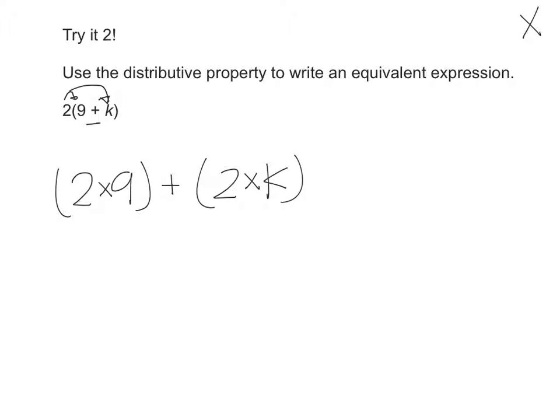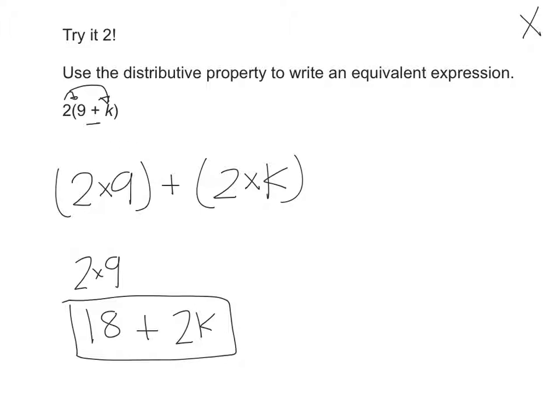Now, if you chose to write it like this, 2 times 9 is 18, plus 2 times k is 2k. That's totally fine. You can do that as well. Both are correct. And honestly, that's probably even a more simplified answer. So you can do both.